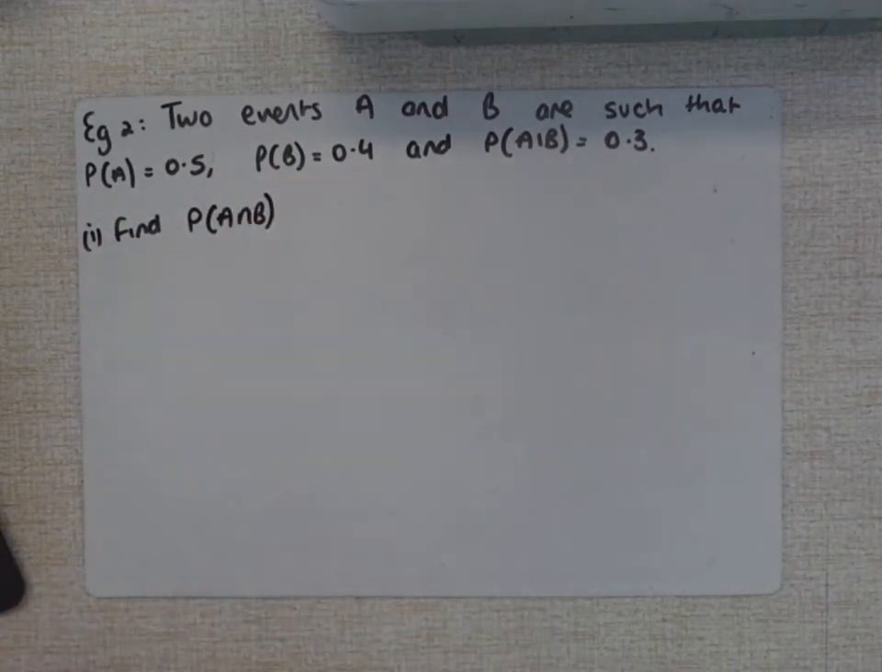Okay, two events A and B are such that the probability of A is 0.5, the probability of B is 0.4, and the probability of A given B is 0.3. Find the intersection.